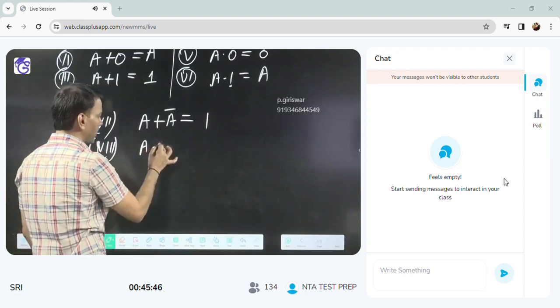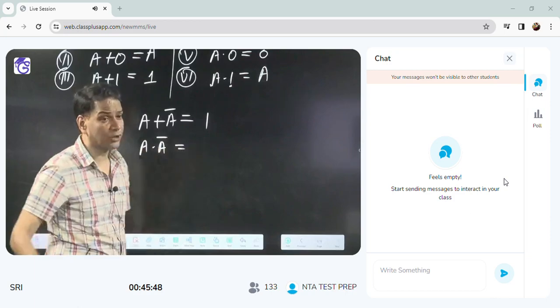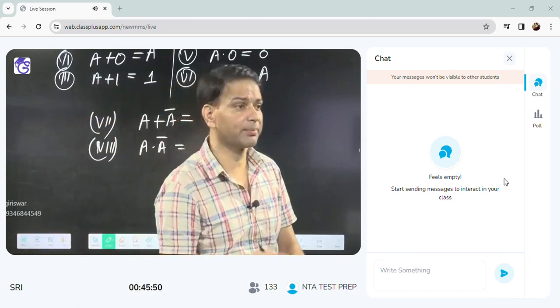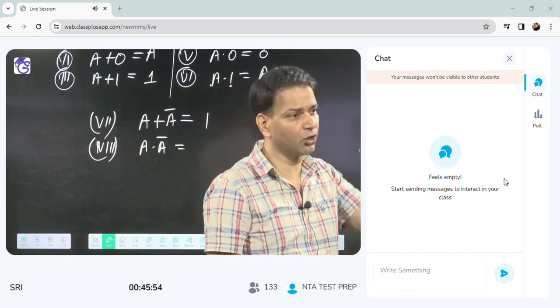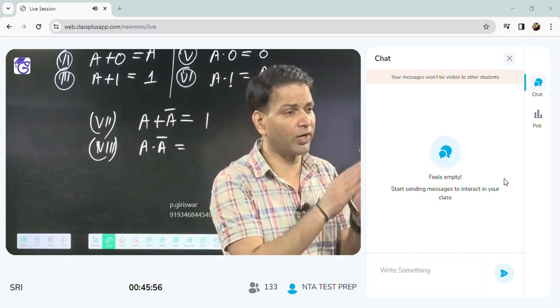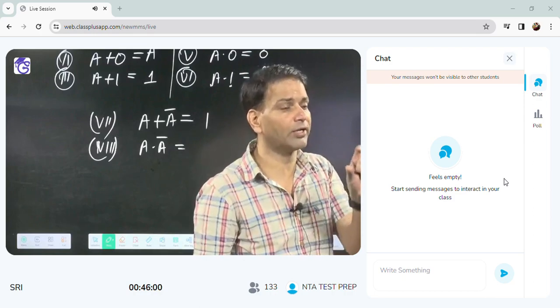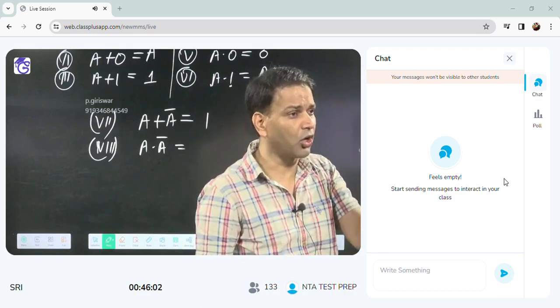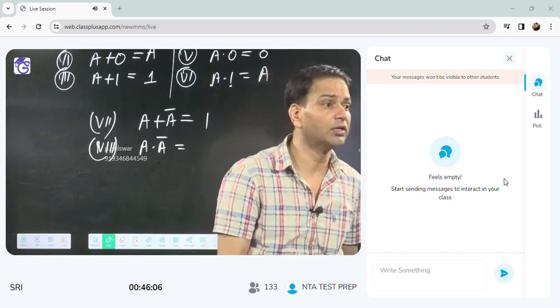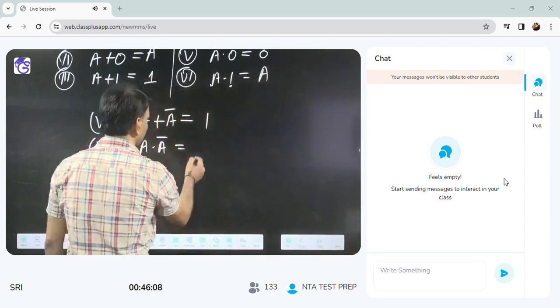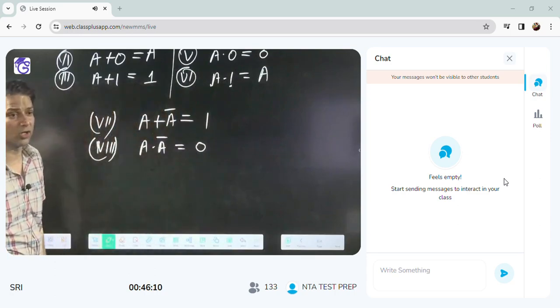A dot A bar. A dot A bar, both are present, it means 1 and 0 both are present. If A is 1, A bar will be 0. If A is 0, then A bar will be 1. Means I am getting 0 and 1 with dot. In the case of dot, we get 1 only when both are 1. Otherwise, always we will get 0. So A dot A bar, what will you get? 0. Understood or not?